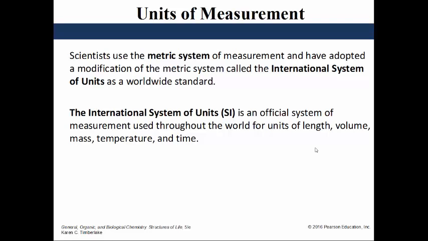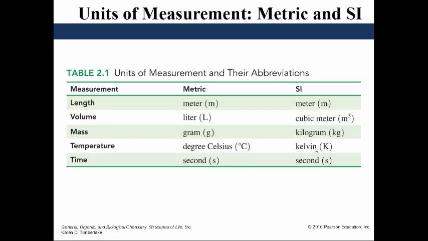Now, scientists throughout the world have used the metric system for measurements, and there's a slight modification of that metric system. It's called the International System of Units, or SI units. And there's very little difference between the two. There are some units that are slightly different, but we'll get into some of those here in a few minutes. But these are the units that are used throughout the world scientifically for measuring length and volume, mass, temperature, and time.